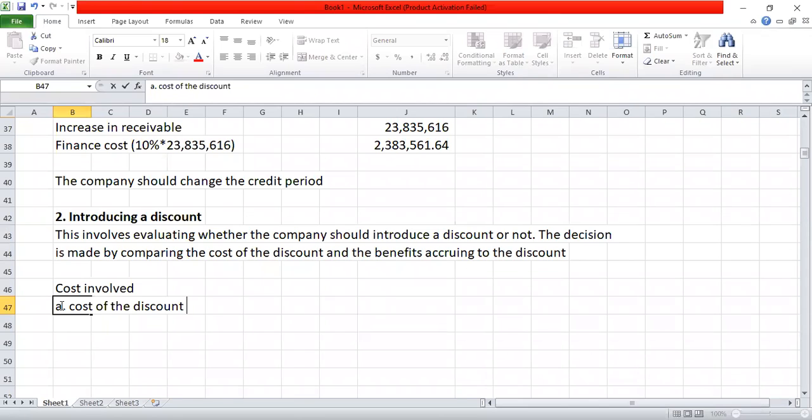So because the receivable is going to reduce, you are going to enjoy the benefits of saving the interest on the receivable. Then if you look at the benefits, you can have a saving in interest.